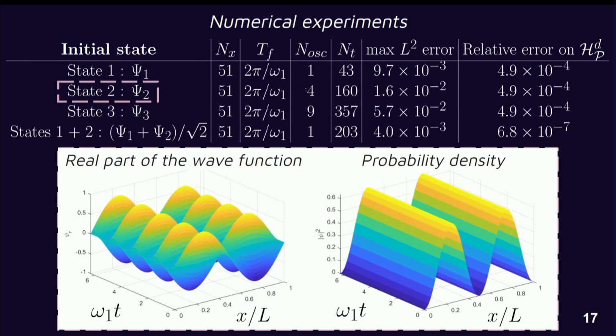So first, to check our implementation, we just simulate the stationary mode. You can see here on the bottom plots that you recover the evolution of the oscillating modes and the stationary aspects in the probability density. And in the table, the right column, you can see that you respect the Hamiltonian balance quite well with very few time steps.